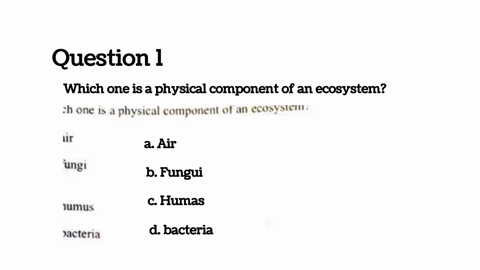It sets up a contrast, doesn't it? Fungi and bacteria, clearly organisms. This is air and humus, which are non-living materials found in the environment. It seems the source is really pushing for that fundamental distinction, organism versus non-living environmental factor.